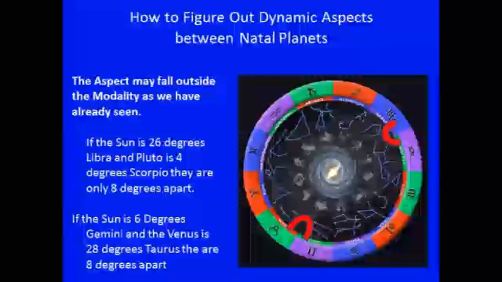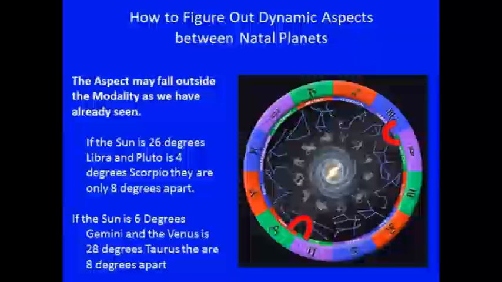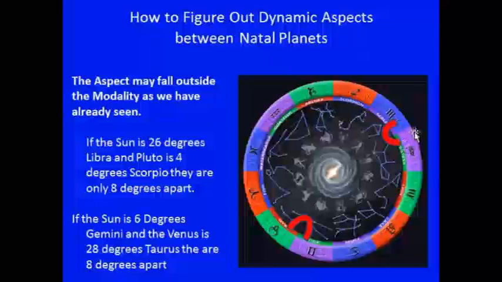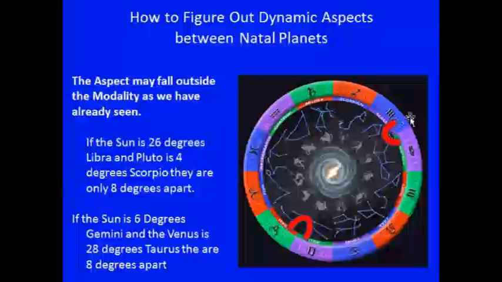All right, so here we're looking at how to figure out the dynamic aspects between natal planets when they're not in the same sign. So if they fall outside of the modality. Here's an example. Say the sun is at 26 degrees Libra, right here at the end of Libra, and maybe Pluto is at 4 degrees Scorpio. They're actually still conjunct because they're only 8 degrees apart. But one is in Libra and one is in Scorpio, so they're out of sign. So this is why we need to be able to work with that 8-degree window.